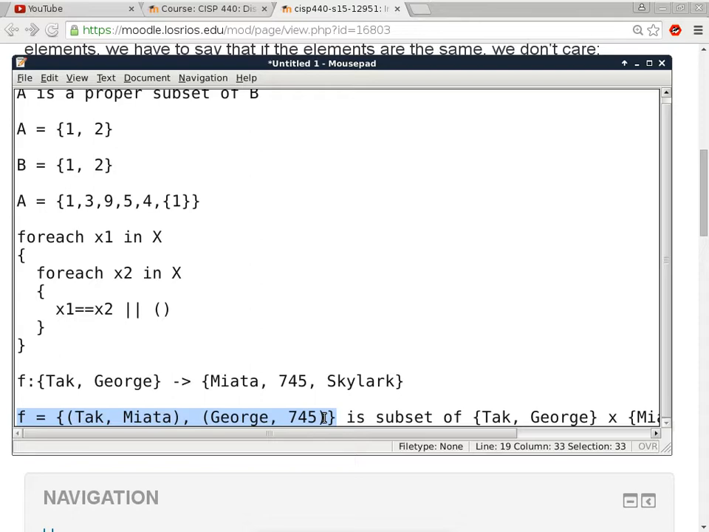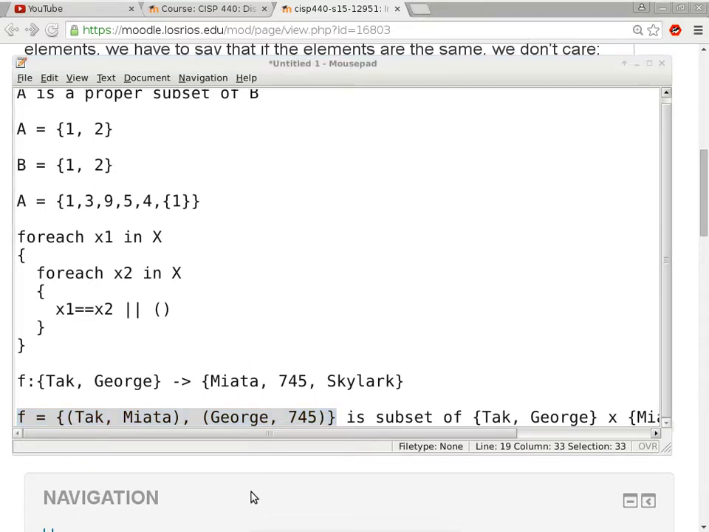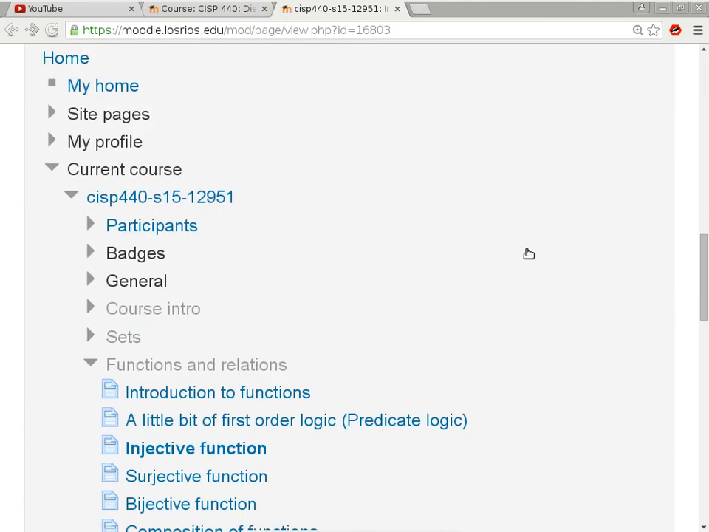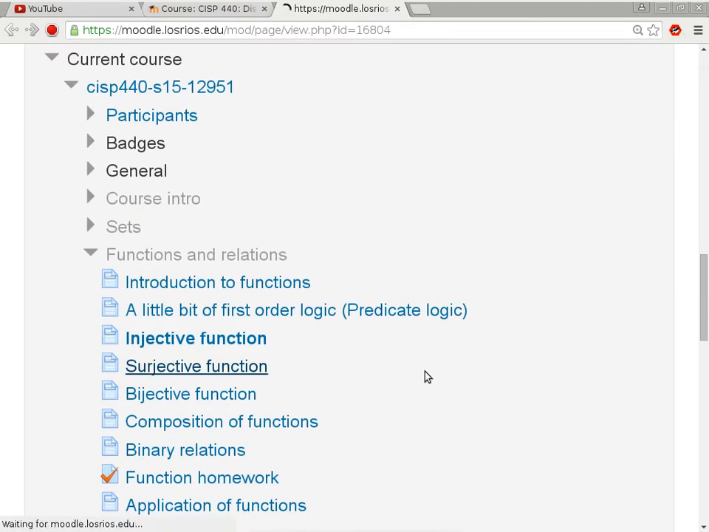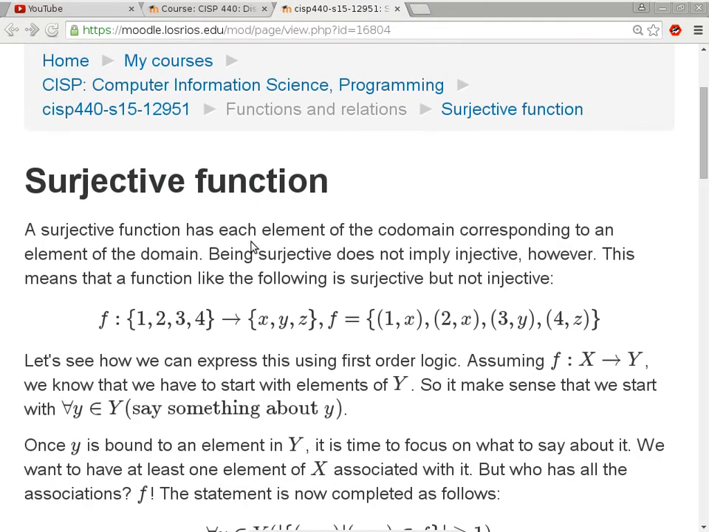Are there any other questions about all this stuff? No questions? Okay. So the next one is surjective. A surjective function, I'll start with an English description first, and then I'll use the more mathematical description. A surjective function has each element of the codomain corresponding to an element of the domain. In other words, you have to use up everything in the codomain. You cannot leave some elements in the codomain unused. That's the meaning of being surjective.